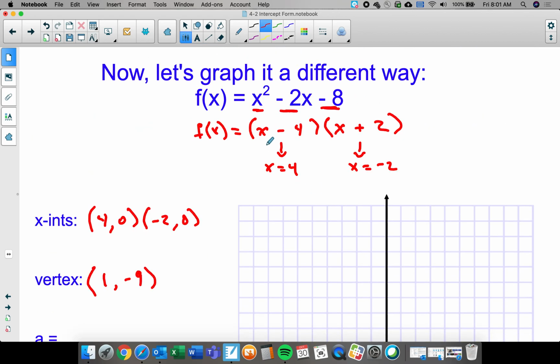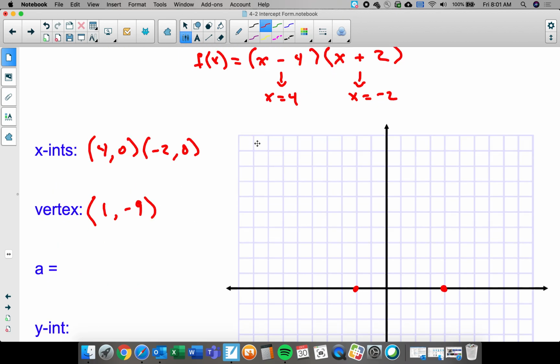A value, you notice the A value is 1 up here. There's still an A value in front right here. That did not change in front of the factored form. There's technically a 1 that sits there. So once again, A is 1, which still tells me that this opens up.